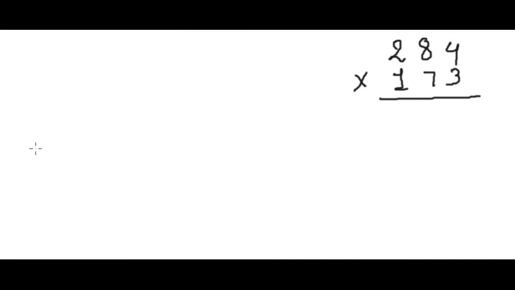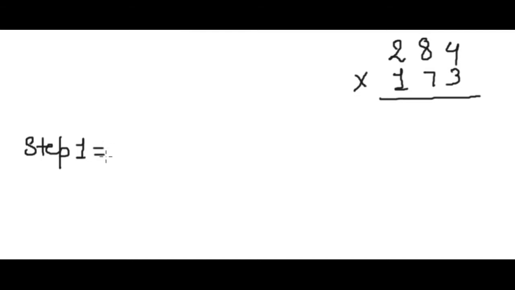Multiply 3-digit numbers by using the criss-cross method. So let's start with an example. The first example is 284 multiplied by 173.